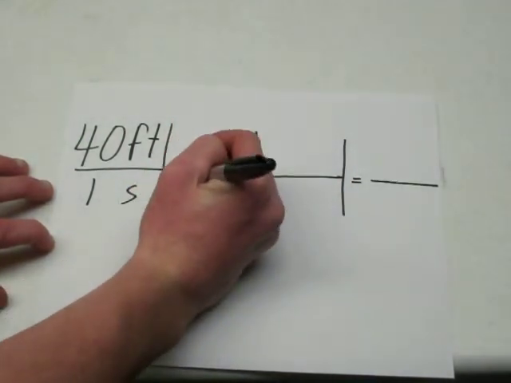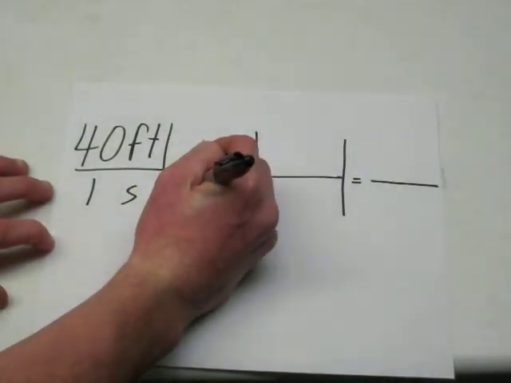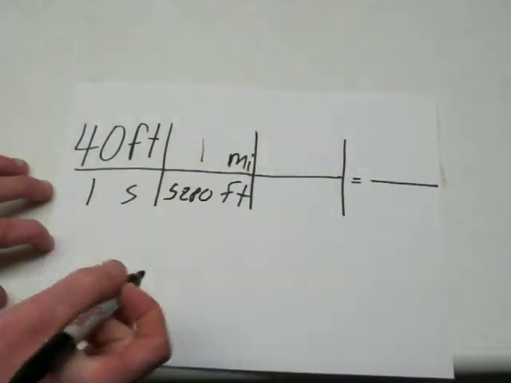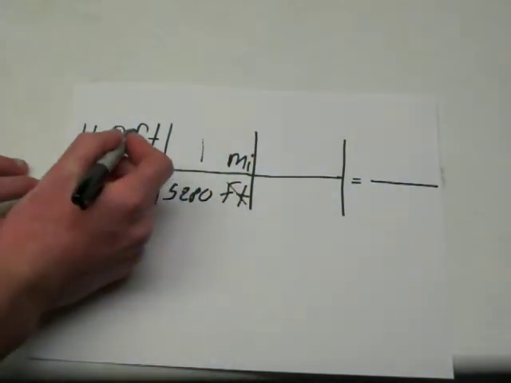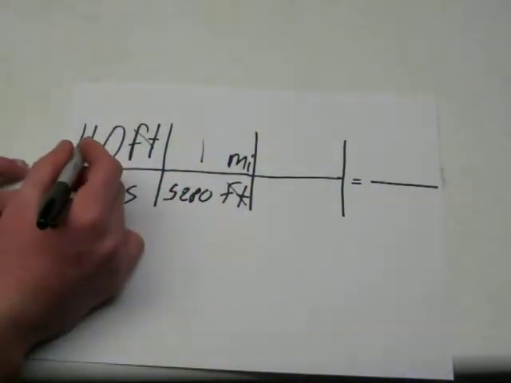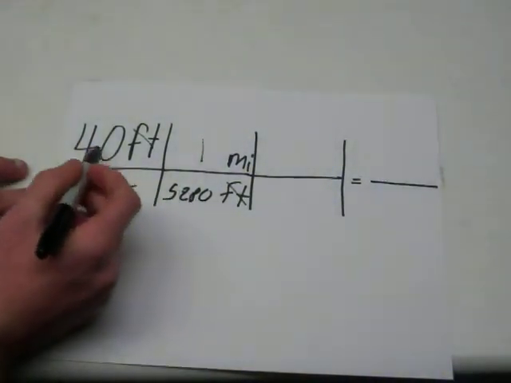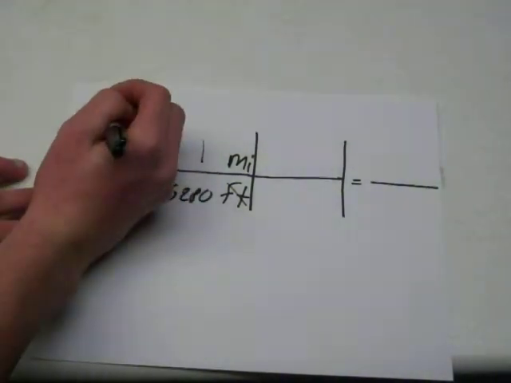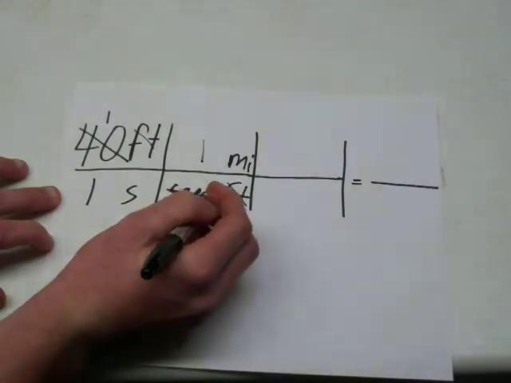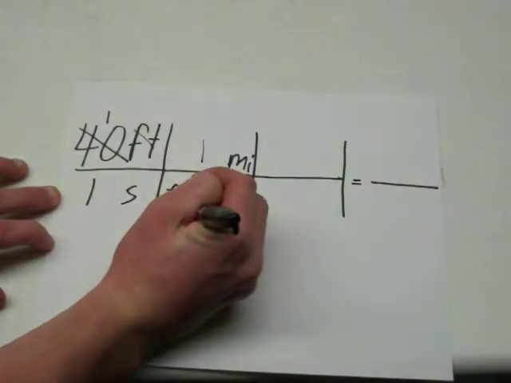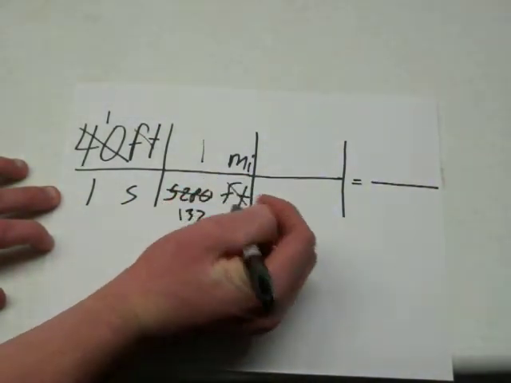In 1 mile, there are 5,280 feet. So like we said, the feet would end up crossing off because they're diagonal. And then you could reduce the 40 and the 5,280. 40 divided by 40 is 1. And 5,280 divided by 40 is 132.